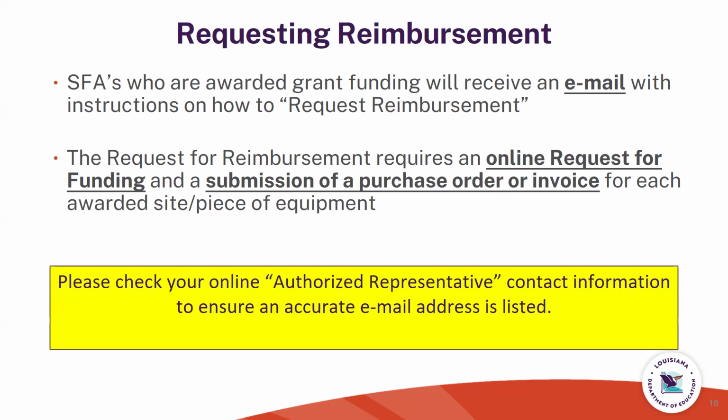So SFAs who are awarded the grant funding are going to receive the email, like you should have already, with how to request that reimbursement. Please check your online authorized representative contact information to ensure that the accurate email address is listed. If you applied and have not received either an award or an email saying that you have not been awarded, please check that contact information and reach out to us if something was wrong with it, so that we can make sure you get that updated and receive that email.